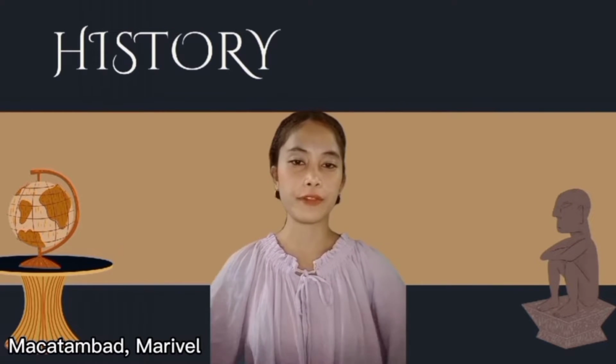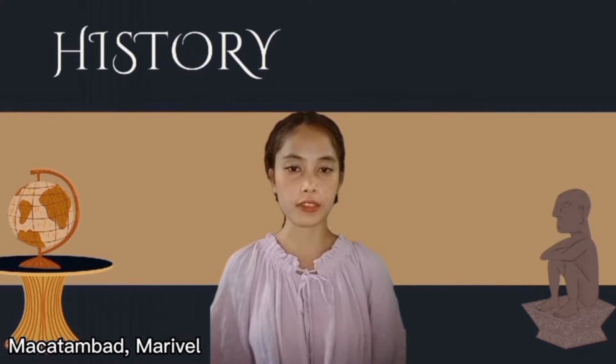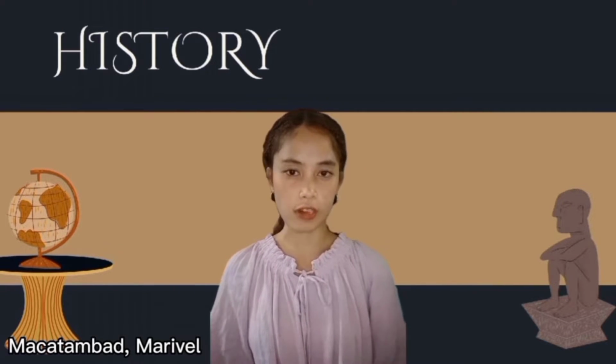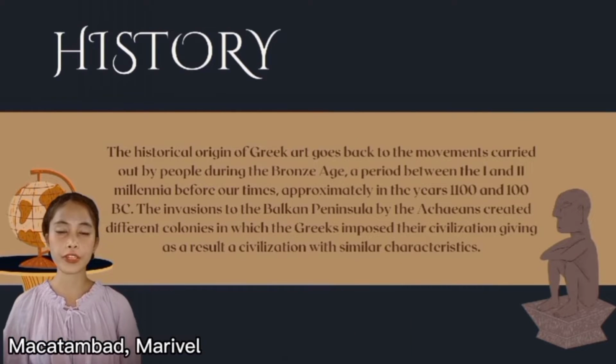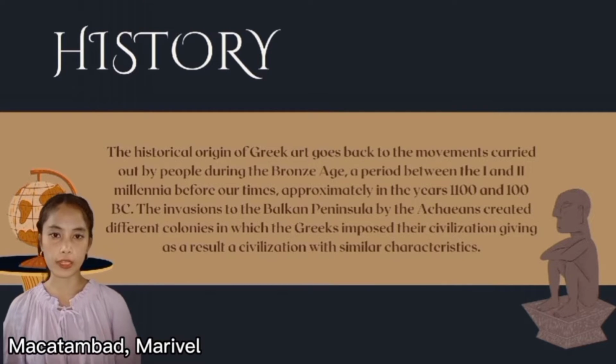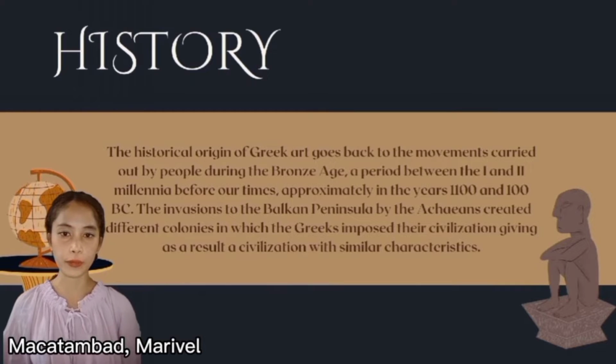Good day, everyone. I am Marvel Makatambad, and today I will continue the discussion starting the history of Greek art. The historical origin of Greek art goes back to the movements carried out by people during the Bronze Age, a period between the first and second millennia before our times, approximately in the years 1100 and 100 BC. The invasions to the Balkan Peninsula by the Achaeans created different colonies in which the Greeks imposed their civilization, giving as a result a civilization with similar characteristics.